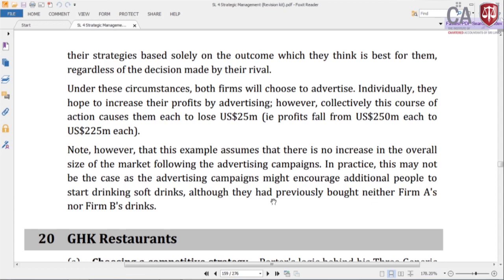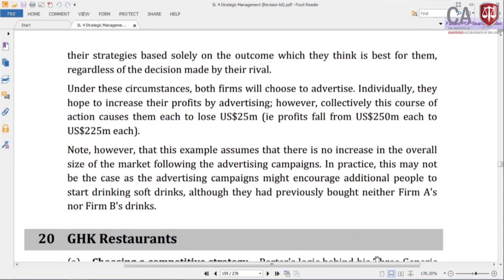Note, however, that this example assumes that there is no increase in the overall size of the market following the advertising campaign. Yes, we assume that there is no increase. The customer demand remains as it is. In practice, this may not be the case, as the advertising campaign might encourage additional people to start drinking soft drinks, although they had previously bought neither firm A's nor firm B's drink. Yes, practically what can happen? It may increase the total market.